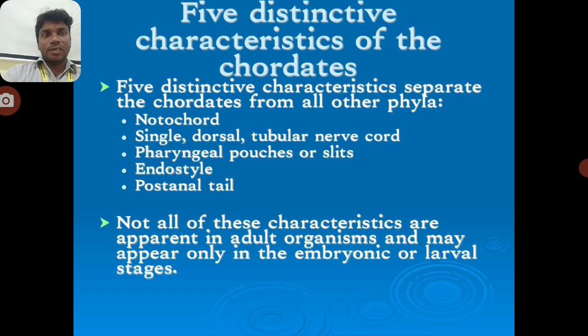Five distinctive characters of chordates. The five distinct characters separate the chordates from all other phyla: notochord, single dorsal tubular nerve cord, pharyngeal pouches and slits, endostyle, and postanal tail. Not all of these characters are apparent in the adult organisms and may appear only in the embryonic or larval stages.